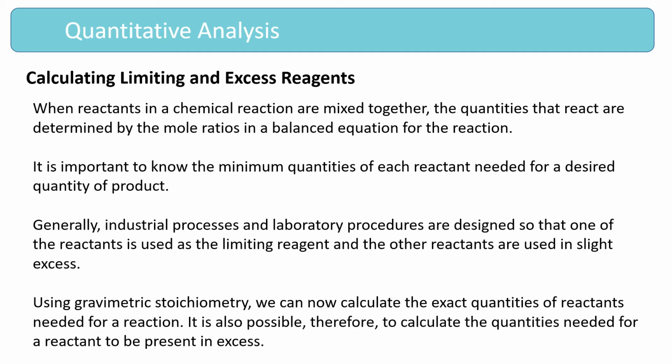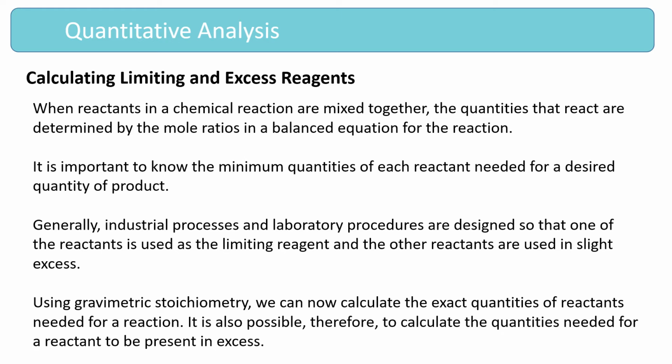The next thing we want to look at is how to calculate the limiting and excess reagents. When reactants in a chemical reaction are mixed together, the quantities that react are determined by the mole ratios in a balanced equation for the reaction. It is important to know the minimum quantities of each reactant needed for a desired quantity of product.